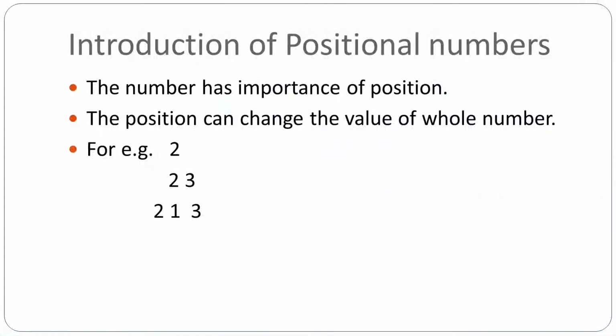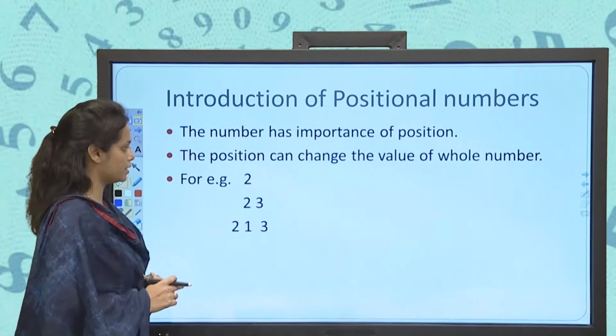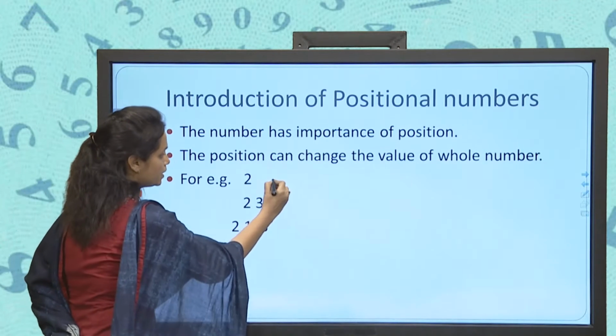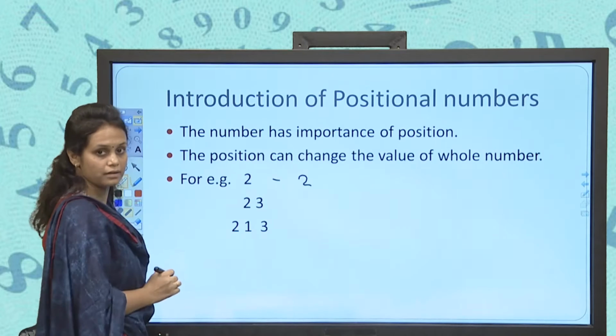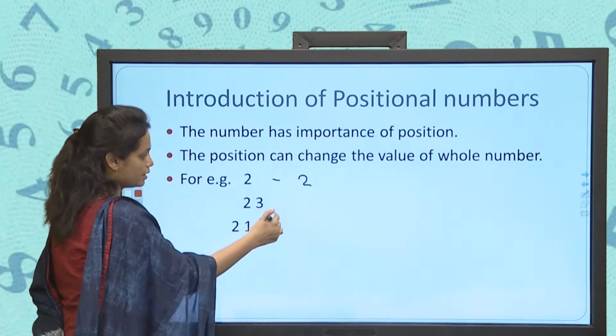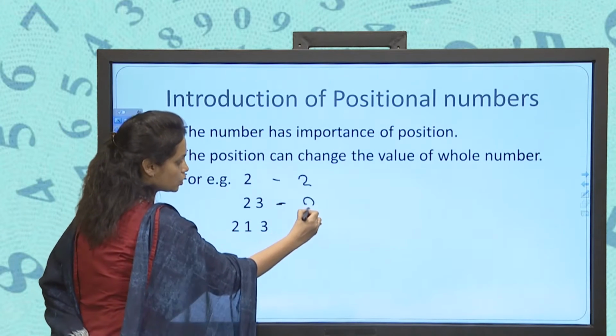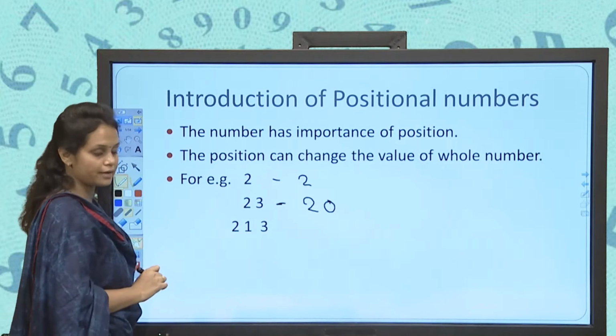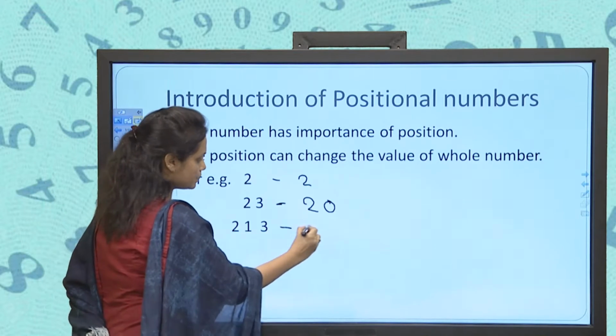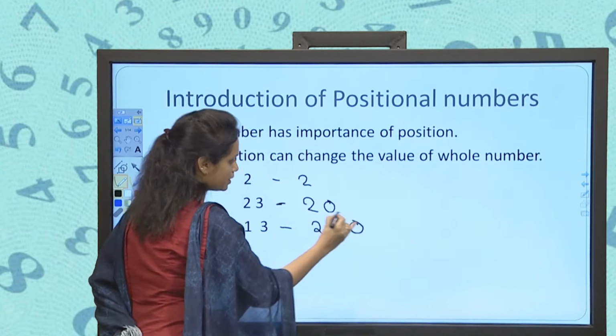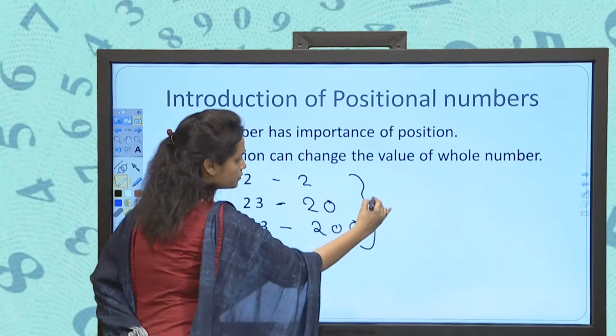Now, see what is the meaning of the positional number? Positional number means the digit has a specific position, and second thing, that position has some meaning. For example, suppose I am writing 2 over here, then this 2 has the meaning only 2. Fine. Suppose we write 23, now this 2 has the meaning 20. Suppose we write 213, then this 2 has the meaning 200. This is the importance of the positional number.